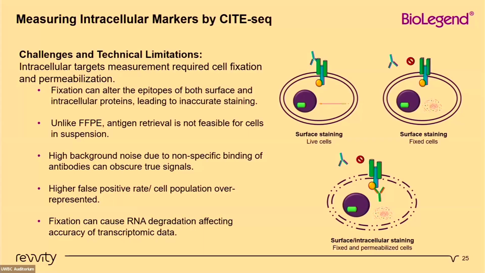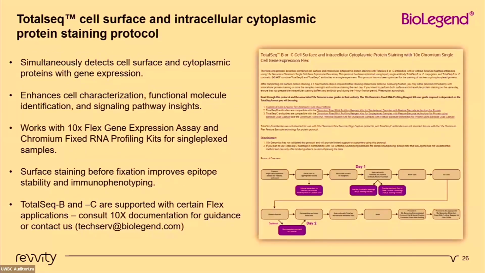So when 10x kits first became available, before Flex was a thing, we definitely weren't doing that on fixed RNA. You had to make the decision of being able to do things with live cells. With the advent of Flex, we are able to incorporate this into the workflow, which is really nice. Our protocol for intracellular cytoplasmic protein staining simultaneously detects cell surface and cytoplasmic proteins along with gene expression. This enhances your cell characterization, looking at functional molecules and signaling pathways. Like I said, this works with the 10x Flex gene expression assay and Chromium Fixed RNA Profiling kit for singleplex samples. I think it is also compatible with their multiplexing system as well.